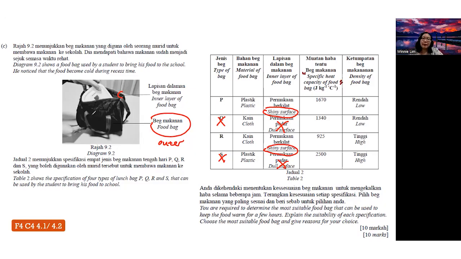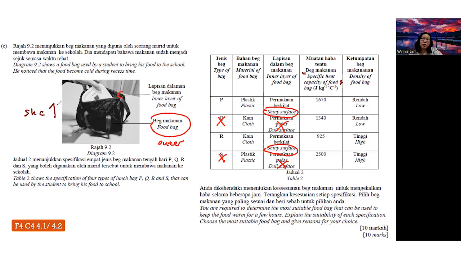Then moving on to the context of the specific heat capacity of the food bag. So the food bag is the outer layer. What is the purpose of the outer layer? You want the heat to be lost through the outer layer or maintained? That means you want to prevent or reduce the heat loss to the surrounding. So if you want to reduce the heat loss, the specific heat capacity should be what? High. Okay, short form for specific heat capacity.